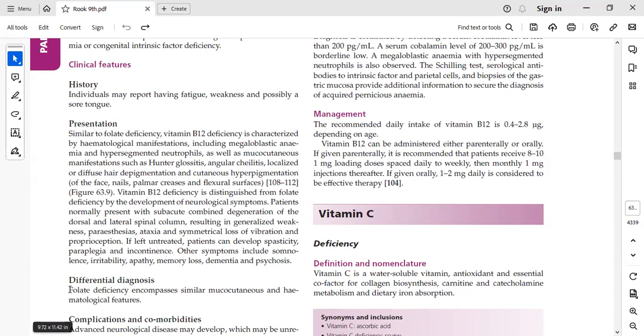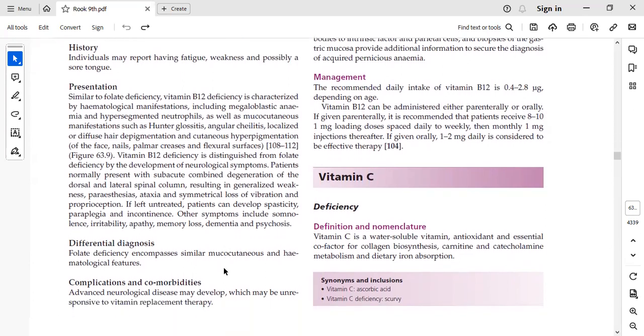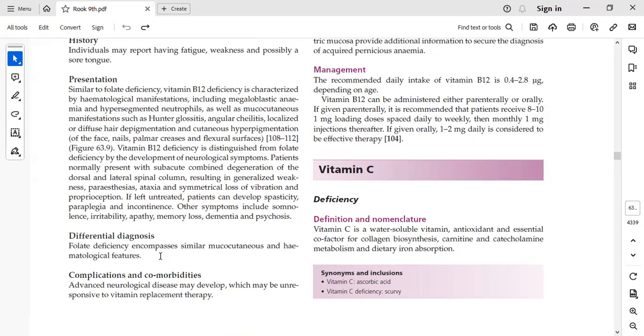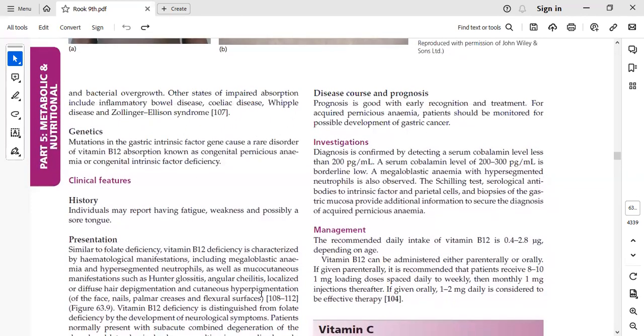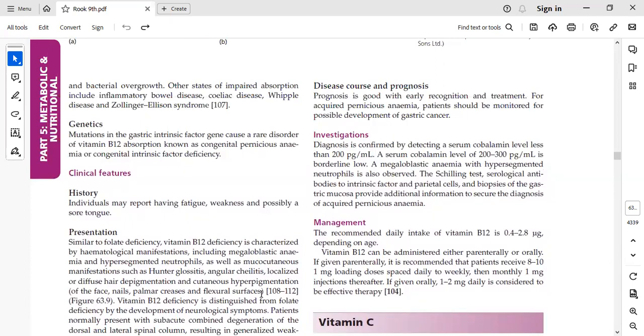Your top differential in B12 deficiency is folate deficiency, because these features encompass both folate deficiency and vitamin B12 deficiency. The main differentiating point between the two is the presence of the neurological features, which is found in B12 deficiency, but not in folate deficiency. Now, the complications include advanced neurological diseases, which may be found if it's untreated. Disease course and prognosis: the prognosis is good with early recognition and treatment of the condition.